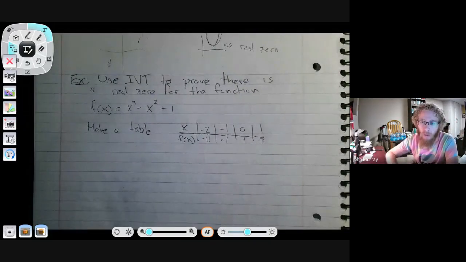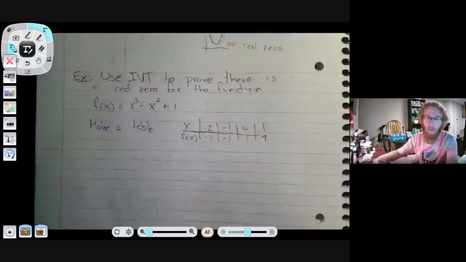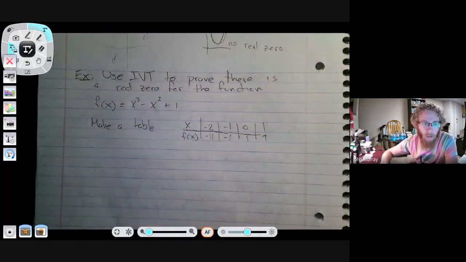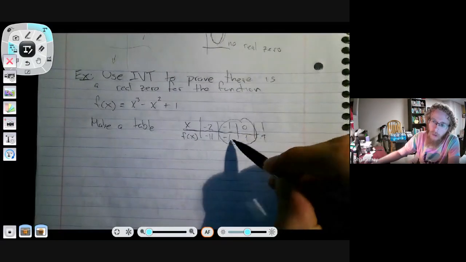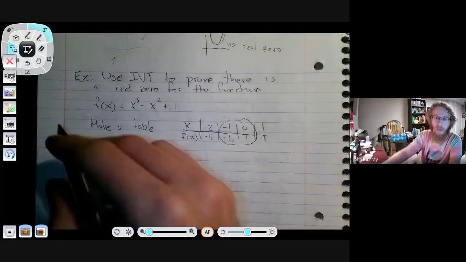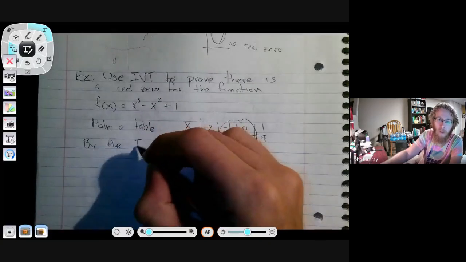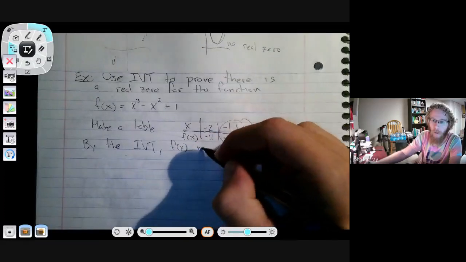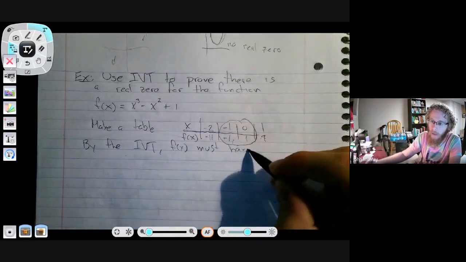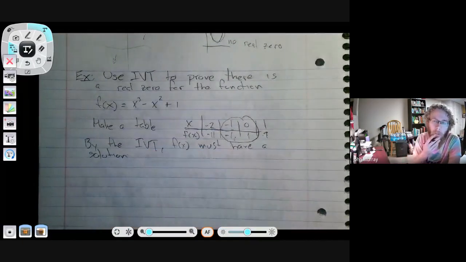So we're looking for an interval where we change, like we saw before, from a positive value to a negative value, or a negative value to a positive value. Right here we can see our y values change from negative to positive. So we can say by the intermediate value theorem, f of x must have a solution or 0 or x-intercept, however we want to say it.